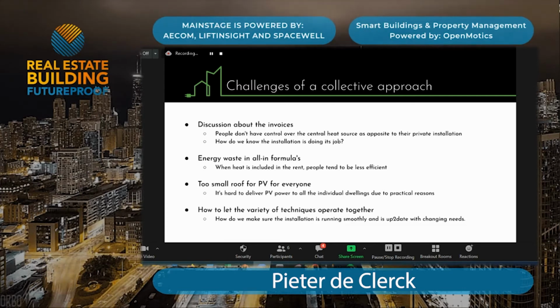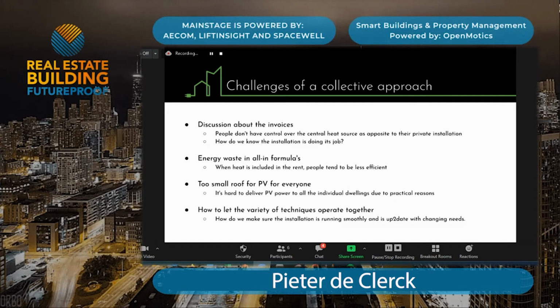The third observation is the fact that with apartments, the roof is mostly too small to put enough solar panels for every individual unit. So what needs to be done with it? What we see is sometimes the penthouses get some of the PV panels, but not all of them.